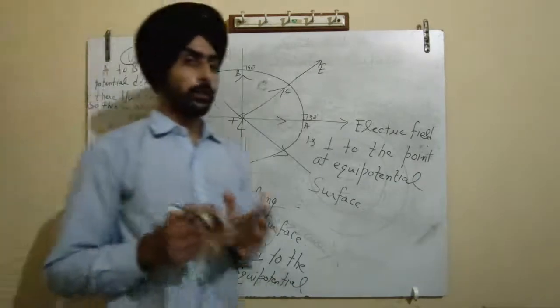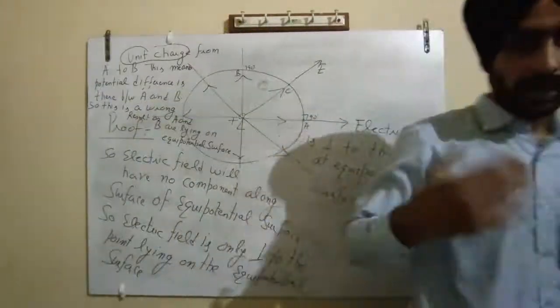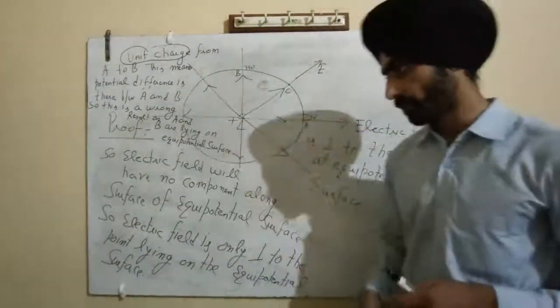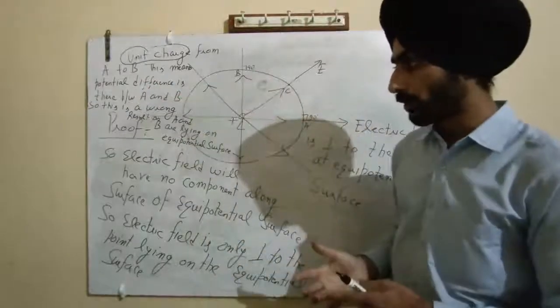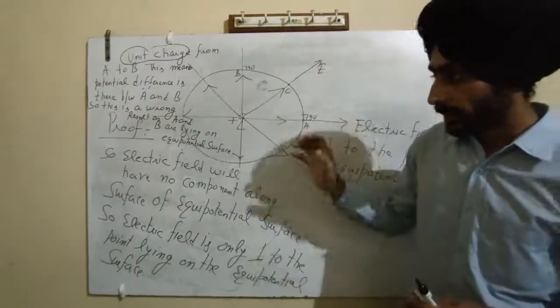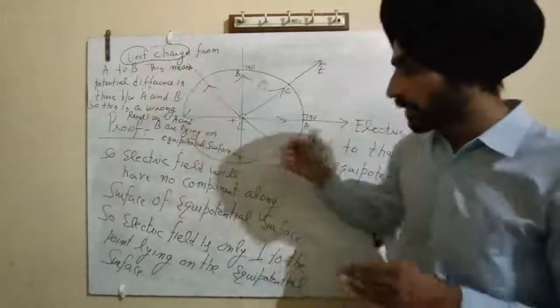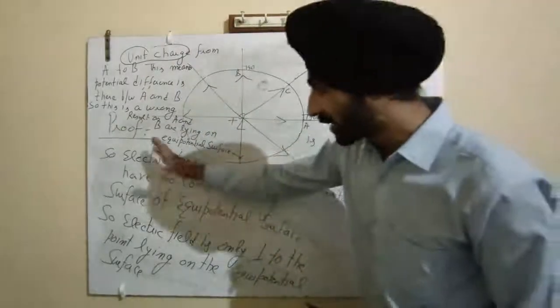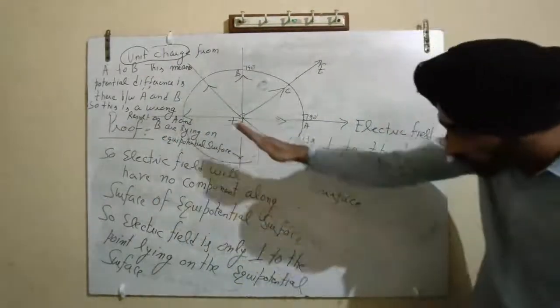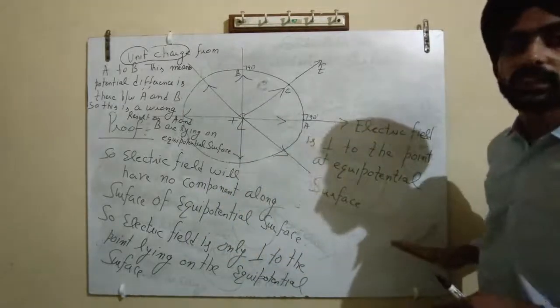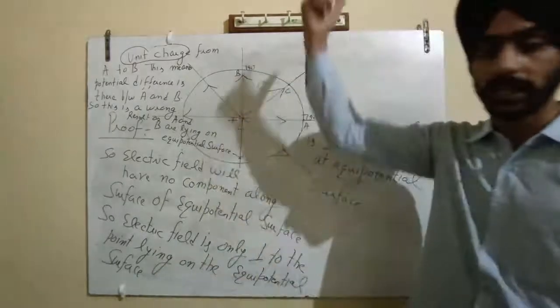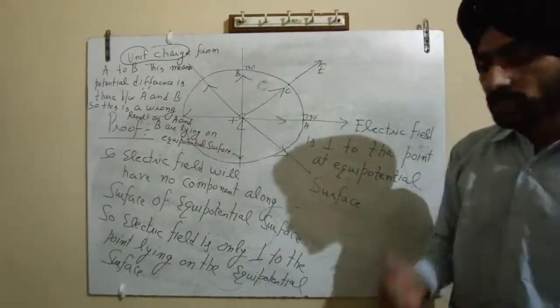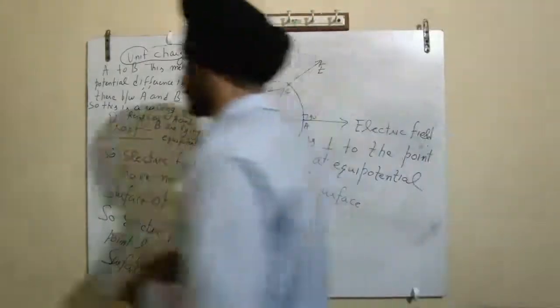When you are doing the proof of this concept, you take a supposition. At the end of the result, you will prove that the supposition is wrong. When you get the wrong result, then only you can say the electric field does not have a component along the surface of an equipotential surface. It has only one component, and that is perpendicular to the equipotential surface. So this is our third concept.